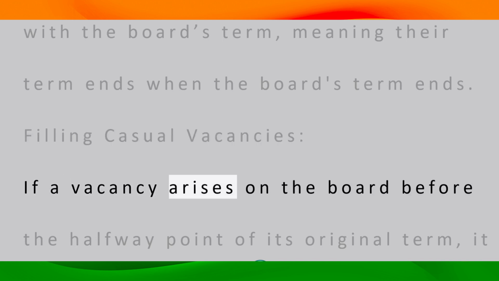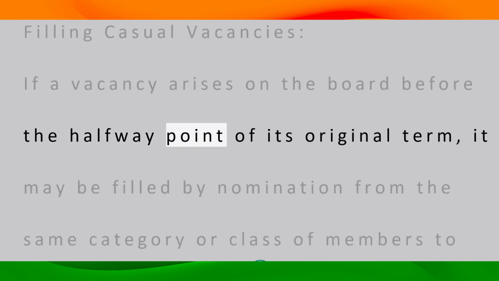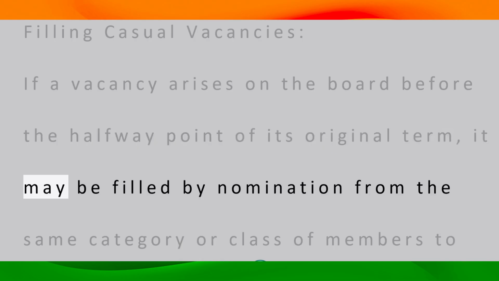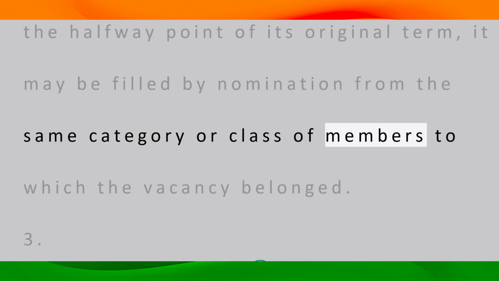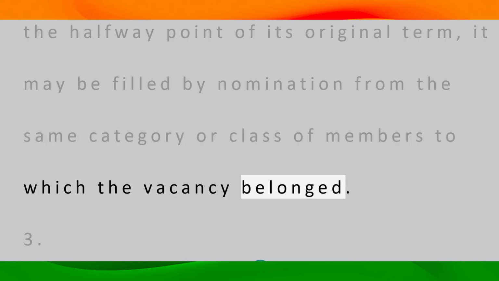Filling casual vacancies. If a vacancy arises on the board before the halfway point of its original term, it may be filled by nomination from the same category or class of members to which the vacancy belonged.